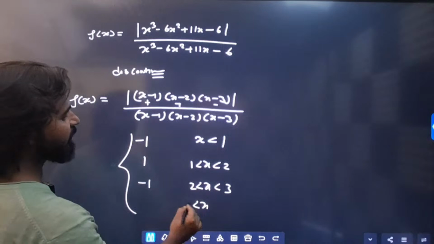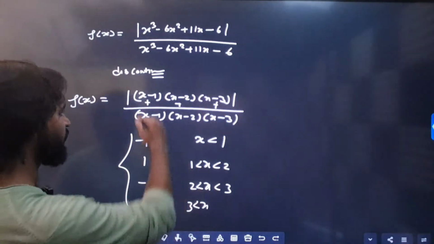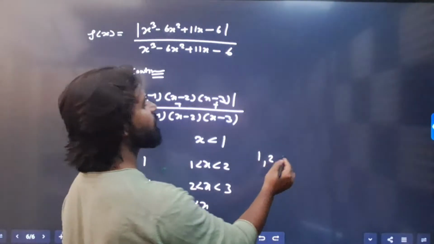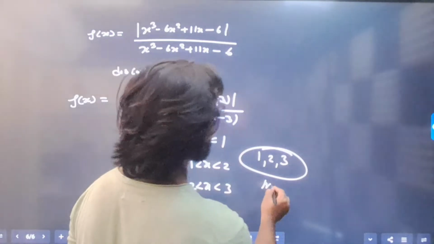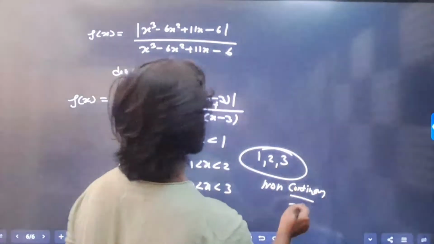X greater than 3 means all positive. So it means 1. So there is 1, 2, 3, these are discontinuous points. Okay, this point is a discontinuous point.